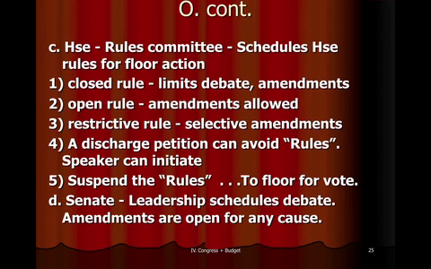Now, to actually vote, you have to suspend the rules. So they will suspend the rules, take a vote, and then in the House, they vote electronically, because there's 435 members. So that's what they do there. In the Senate, the leadership schedules the debate. Amendments are open. It's a much more free-flowing idea here. And so the leadership themselves are the ones, the party leaders, the majority leaders, the committee chairs, those types of things. They're working this out.